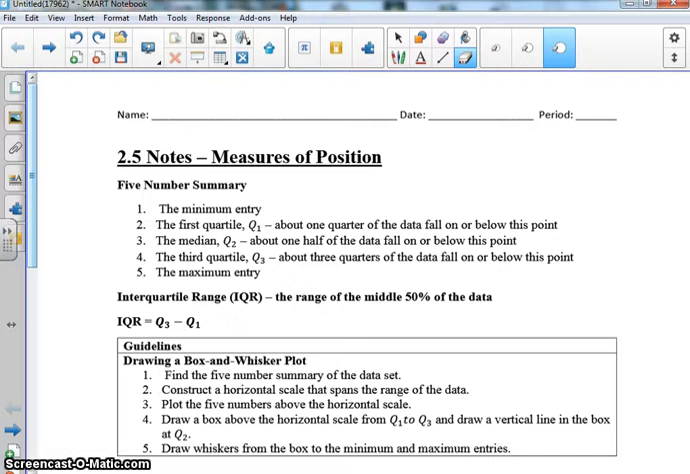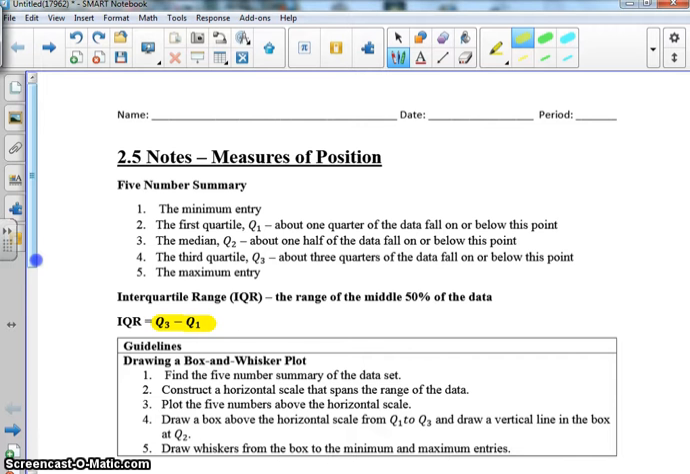Hopefully you have read section 2.5 and done the vocab so that you're ready to jump in and understand what I'm talking about today. The 5-number summary is the first thing I want to talk about. There's 5 pieces to that, obviously. The minimum entry, the first quartile, which is Q1, and about 1/4 of the data falls on or below this point. The median, Q2, about 1/2 of the data fall on or below this point. Q3, which is the third quartile, about 3/4 of the data fall on or below this point, and then the maximum entry. We also have the interquartile range, which is the middle 50% of the data, and you find that by taking Q3 minus Q1.